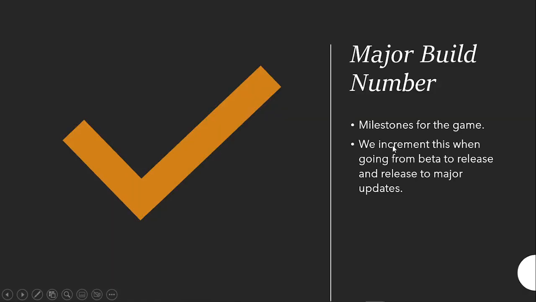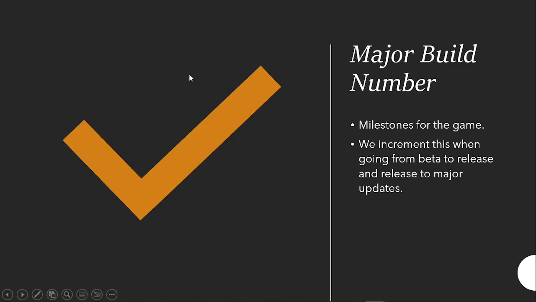And we can see here some description of what will be categorized as a major build number, and that will be indicating a major milestone for the game. We normally increment this if we are going to be implementing some update, or let's say if we are going to increment from beta release to the final release version of your game. And also if we will be doing major updates after the release date.